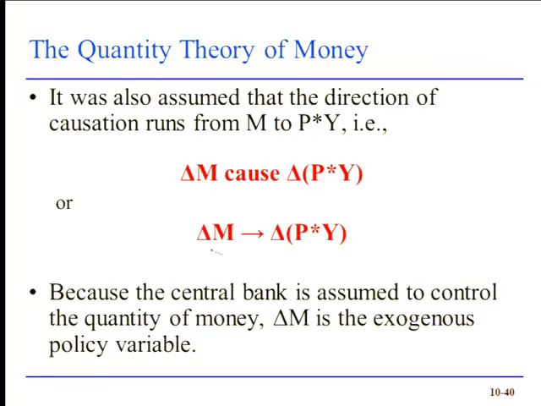So with velocity constant, they could then say, if the money supply is our exogenous variable, then changes in the money supply must lead to changes in nominal GDP. So that's assumption number two.